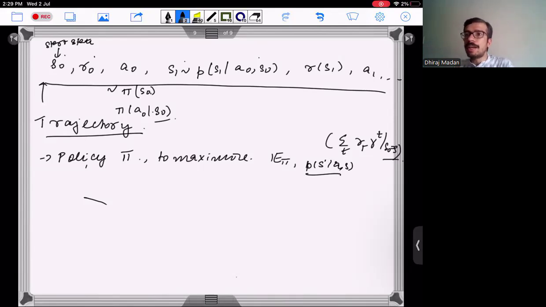That's it for today for this particular lecture. We'll continue in the next lecture, and we'll define something called the value function, and then we'll see how to optimize that, for Markov decision processes.